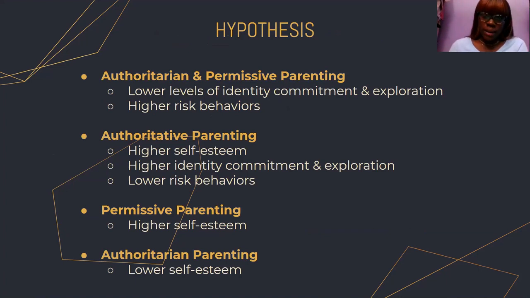So our hypothesis is that authoritarian and permissive parenting will lead to lower levels of identity commitment and exploration, higher risk behaviors. For our hypothesis for the authoritative parenting, they will lead to higher self-esteem, higher identity commitment and exploration, and lower risk behaviors. Our hypothesis for the permissive parenting will lead to higher self-esteem, and our hypothesis for the authoritarian parenting will lead to lower self-esteem.